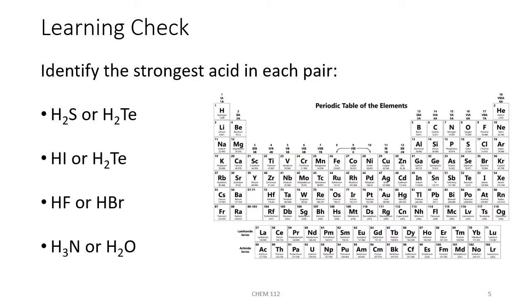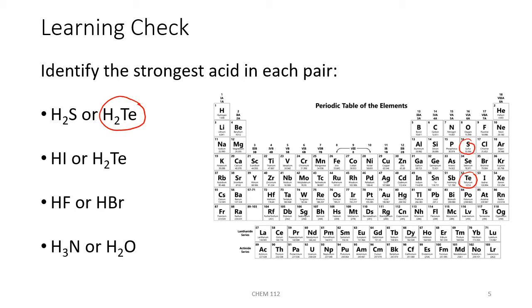Identify the strongest acid in each pair. And we're going to want to use the periodic table to help us. So we have H2S versus H2Te. If we identify where sulfur and tellurium are on the periodic table, we can see that they're both within group 6A. So they're in the same family. In this case, since tellurium is lower on the periodic table than sulfur, it's going to be a larger conjugate base that's formed. So that conjugate base will be more stable, and that would lead it to being the stronger acid.